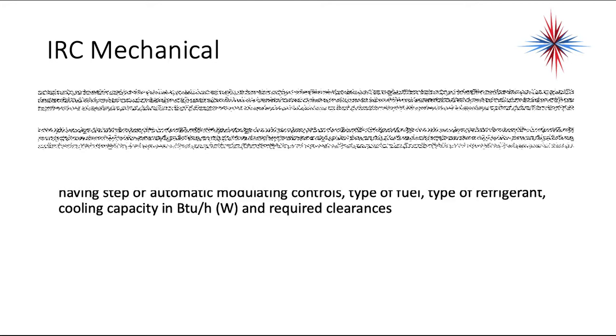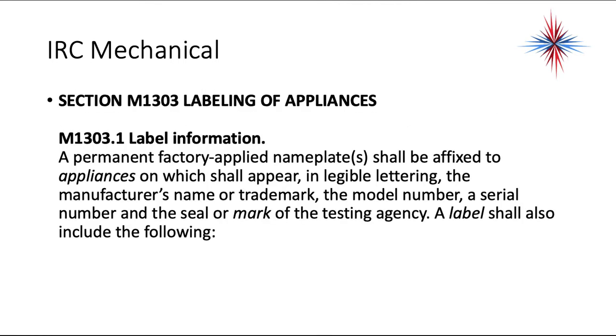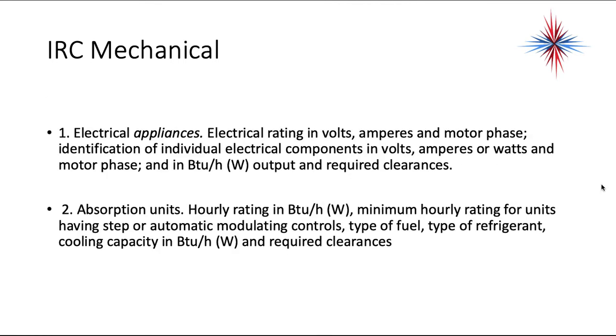A label shall also include the following. Electrical appliances should include the electrical rating in volts, amps, and motor phase, the identification of individual electrical components in volts, amperes, or watts, motor phase, BTU output, and required clearances. For absorption units, it should have the hourly rating in BTUs per hour or watts, minimum hourly ratings for units having step or automatic modulated controls, type of fuel, type of refrigerant, cooling capacity in BTUs per hour, and required clearances.